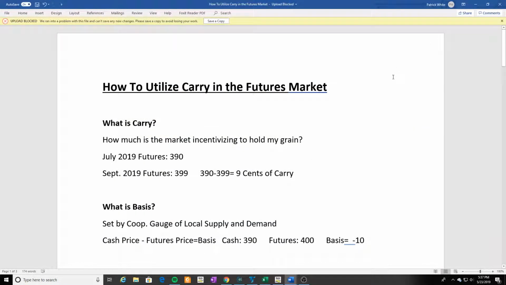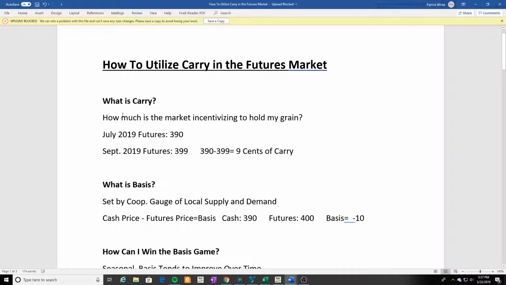All right, so today, like I said before, we're going to talk about how to utilize carry in the futures market. And I'm just going to go ahead with an example here with July 2020 futures. I've been talking about it here for a while. So what is carry? Carry is how much the market is incentivizing you to hold your grain.